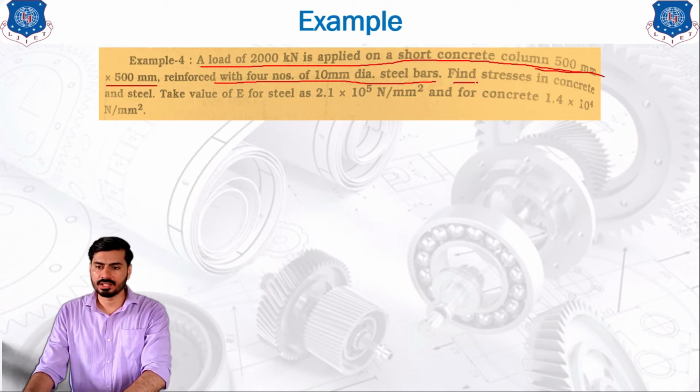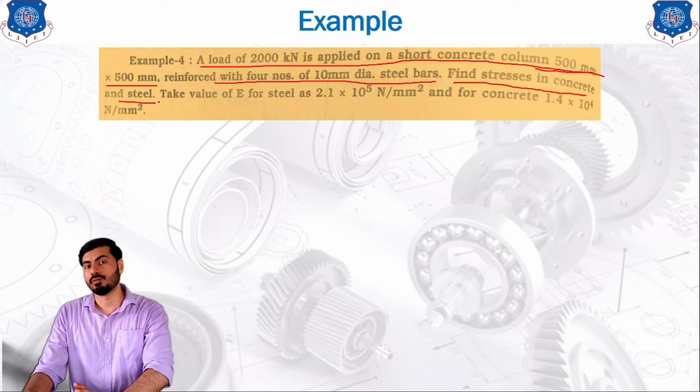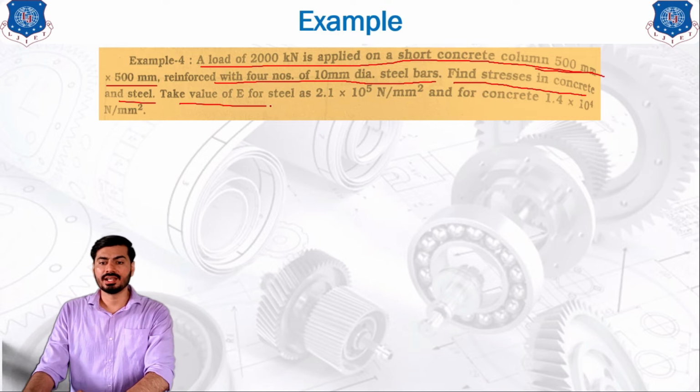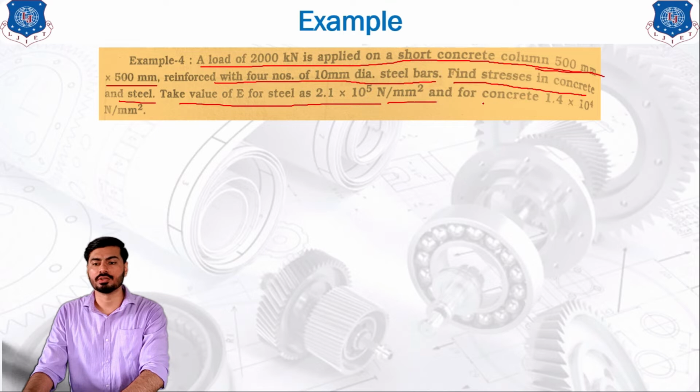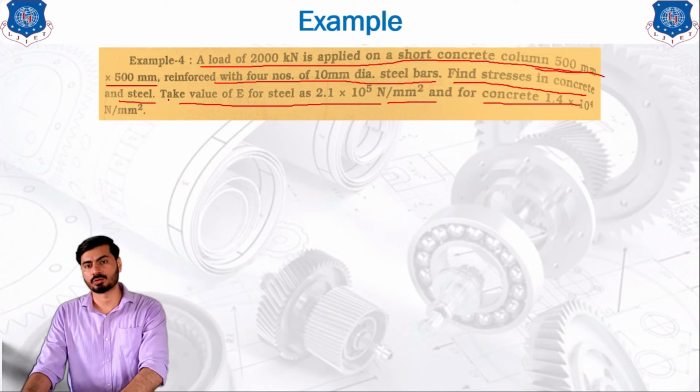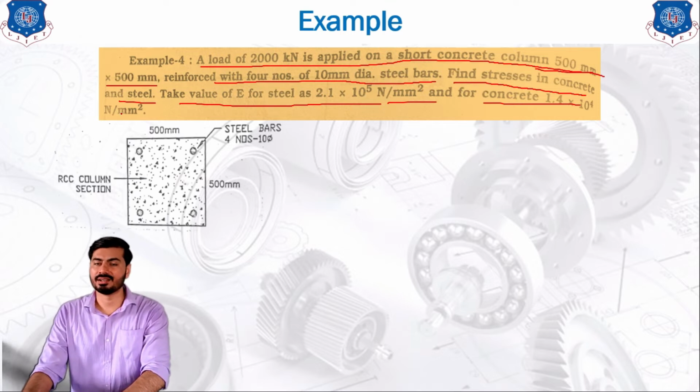Now, what we need to do is to find the stresses in the concrete and steel. So we need to find out the stresses in each part, whether it is the concrete material or the steel material. Take the value of E for steel as 2.1 into 10 raised to 5 Newton per mm square, and for the concrete it is given as 1.4 into 10 raised to 4 Newton per mm square. So this is the given data.